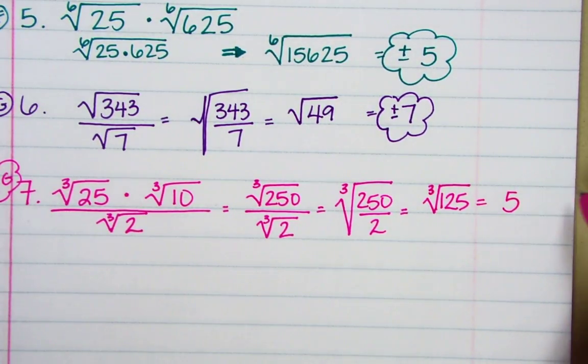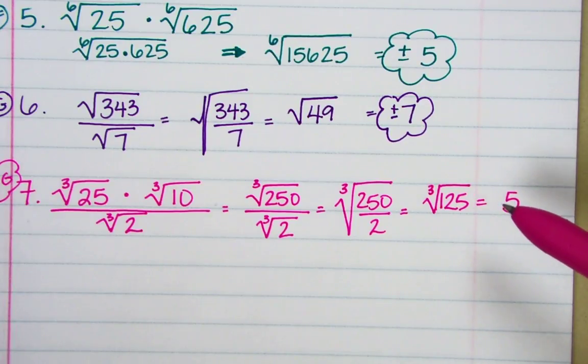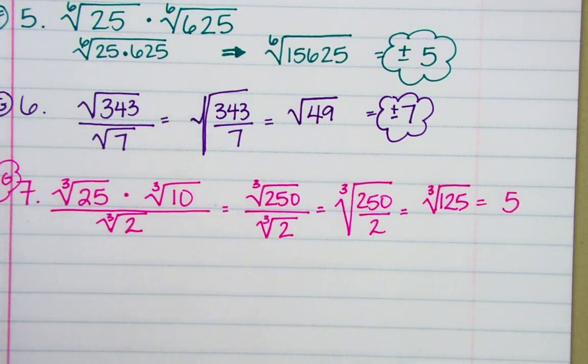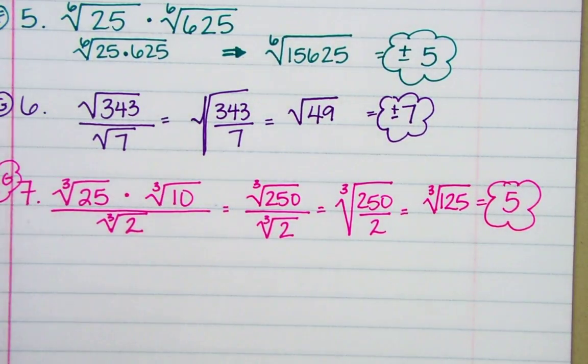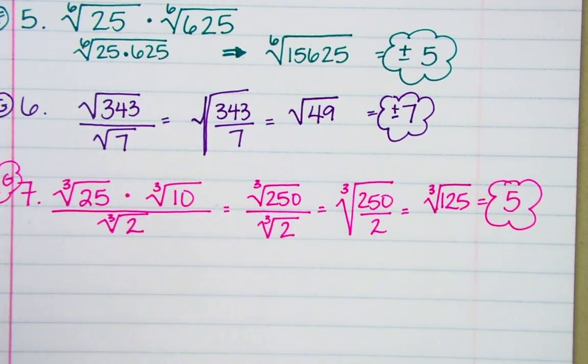5 or positive and negative 5? No, it's 5. Positive 5. Just positive, right? Because this is odd. If it was negative, it would give us negative 125. It's just 5. Excuse me, what is the first part? When it's even, we do plus or minus. If it's odd, like 3, just plus. Or just minus, whichever one.